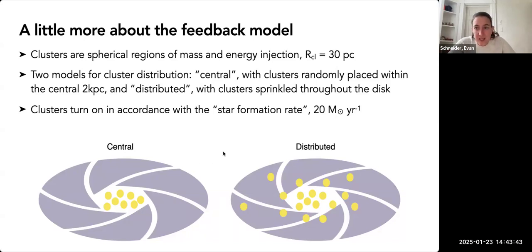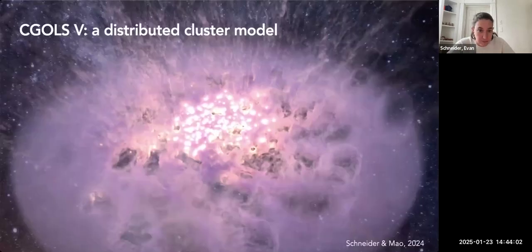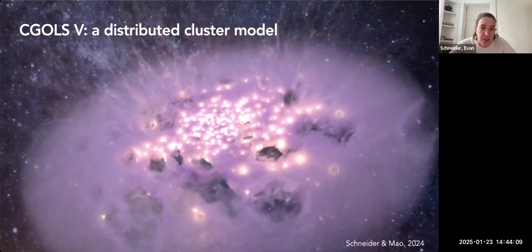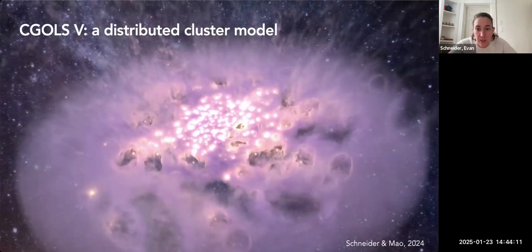We can set the star formation rate for our simulation by turning on clusters in sequence to hit a target amount of star formation. For these simulations that I'm going to show, we used a star formation rate of something like 20 solar masses per year. All right, so enough description. What does one of these simulations look like? This is an example, a movie of our distributed cluster model.